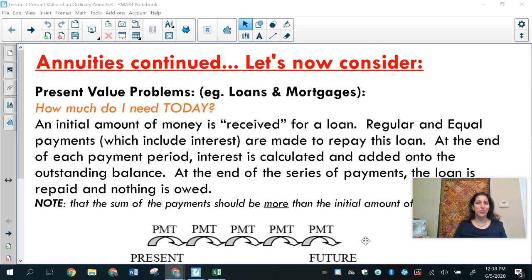Hey there. Okay, so I'm trying something a little bit different today. I embedded my webcam because I'm going to do a lot with my hands, especially when we talk about the present value of an annuity.